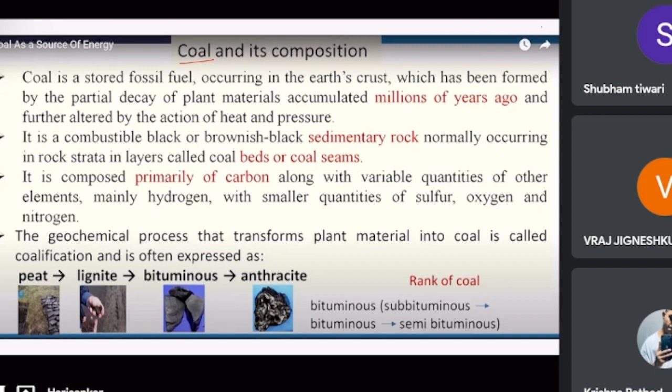So coal, anyone want to explain what coal is, how coal is formed? Any volunteers?